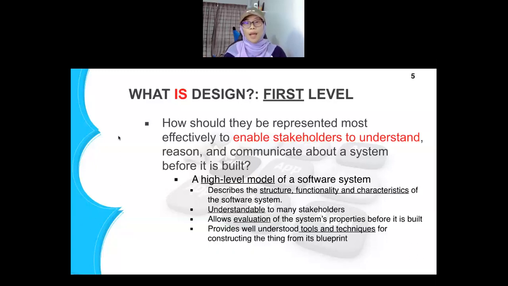So the high level model of a software system describes the structure, the functionality, the characteristic of the software. It makes the stakeholder understand how the system works and allows evaluation before it starts. And also finally, it can provide the tools and techniques before you start the project. You already know what tools and techniques you will use in the development phases later on.